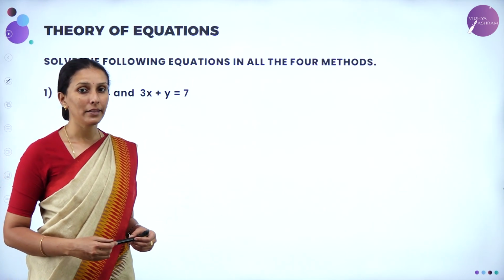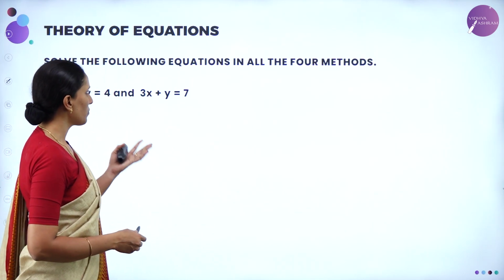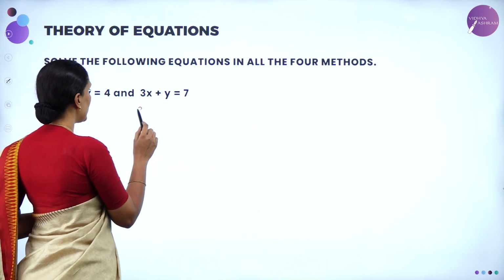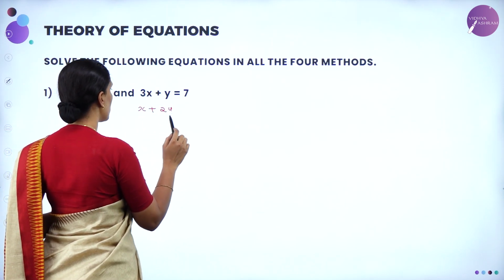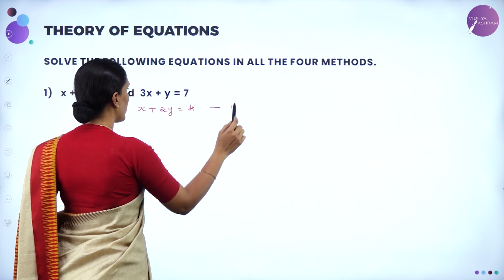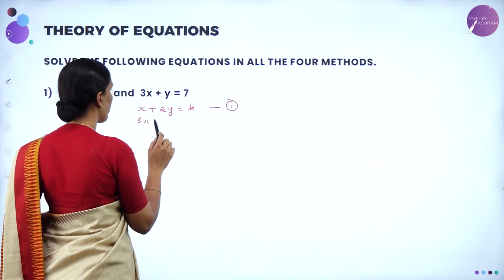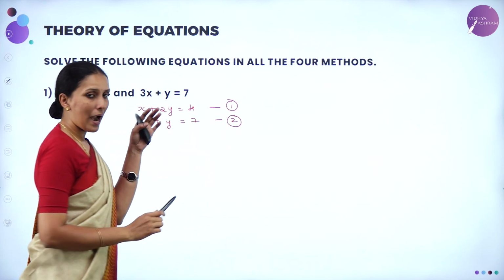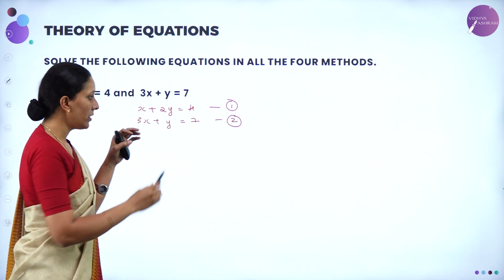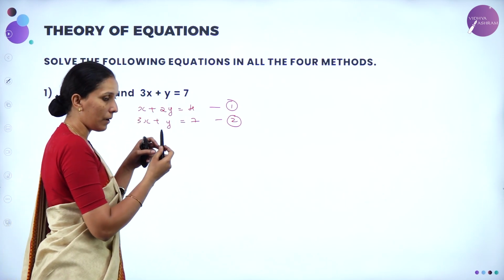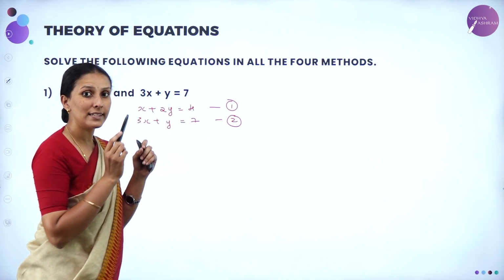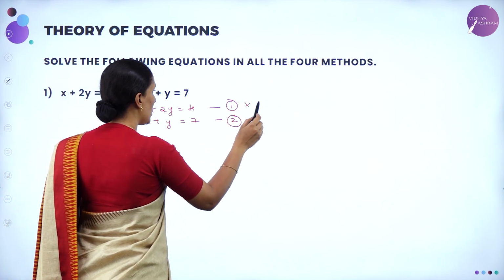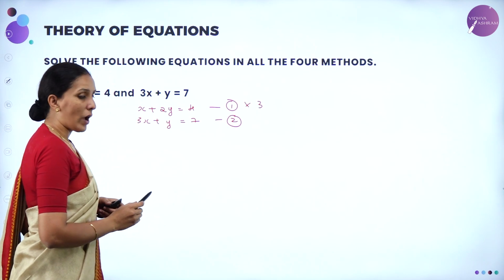Next method is method of elimination. So this is what we already followed many times. So here we'll take the simultaneous equations, equation 1 and equation 2. So we'll add or subtract these equations by making any one of the variables or the constants the same quantity. So to make 3 here, I'll multiply equation 1 by 3.